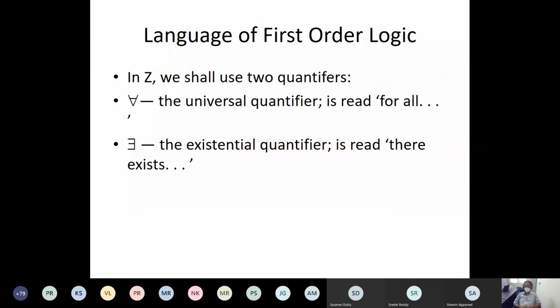In Z, we shall use two quantifiers. The universal quantifier, with the symbol ∀, is read as for all. Then there exists, written like a capital E, a mirror reflection of capital E, ∃. The existential quantifier is read as there exists. Most probably you know all this, but since we are doing it formally, I am just repeating this.